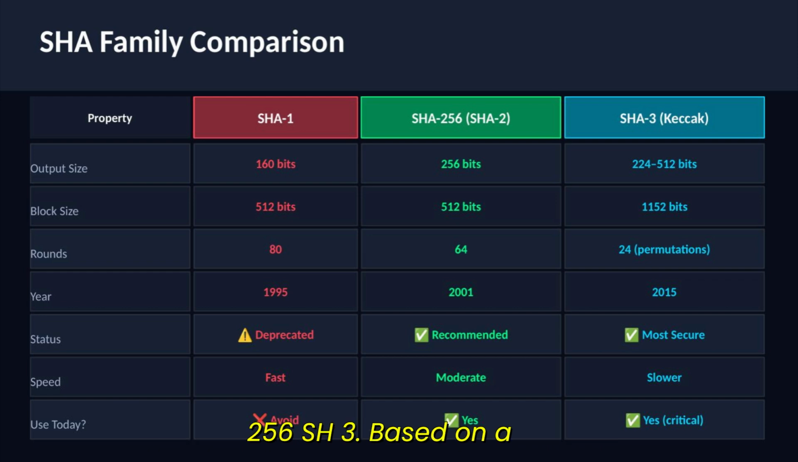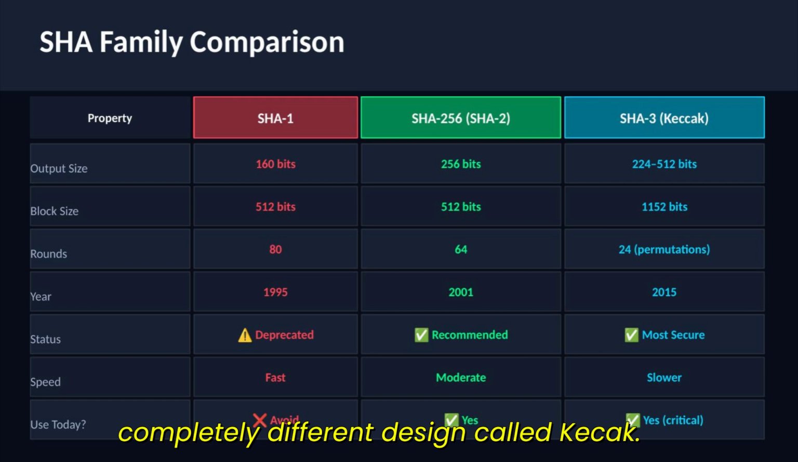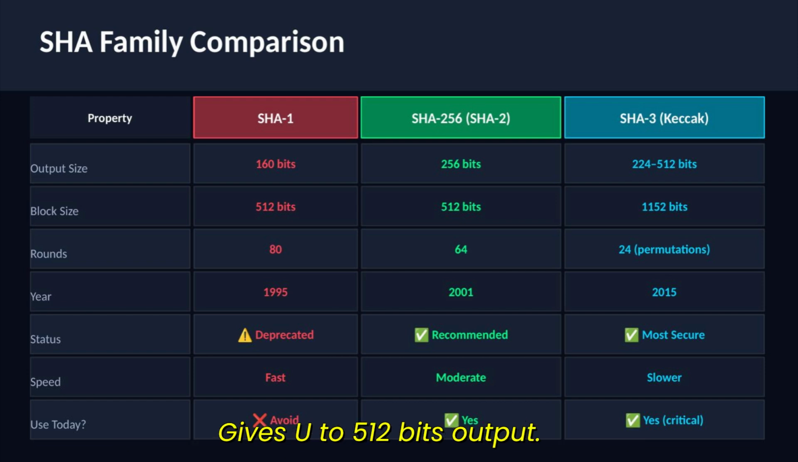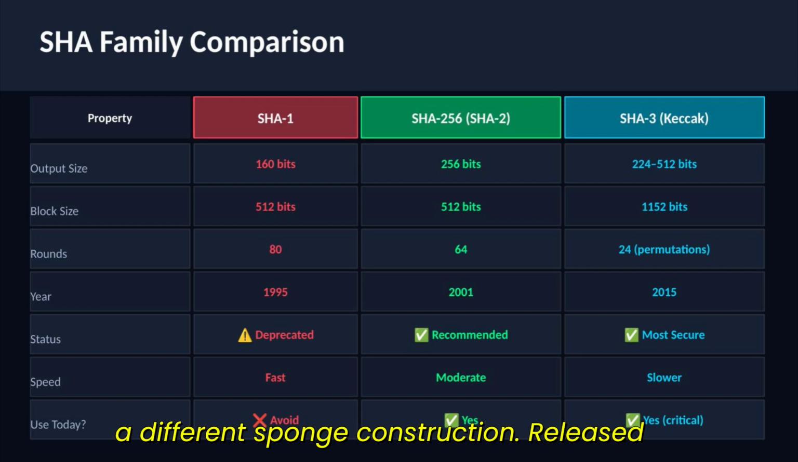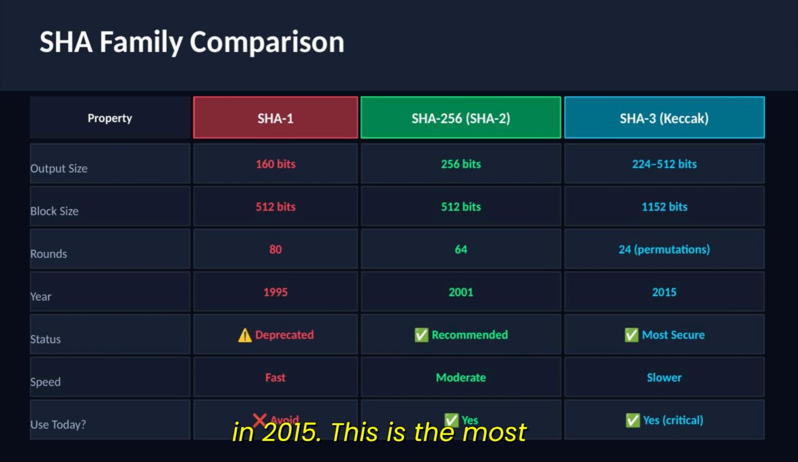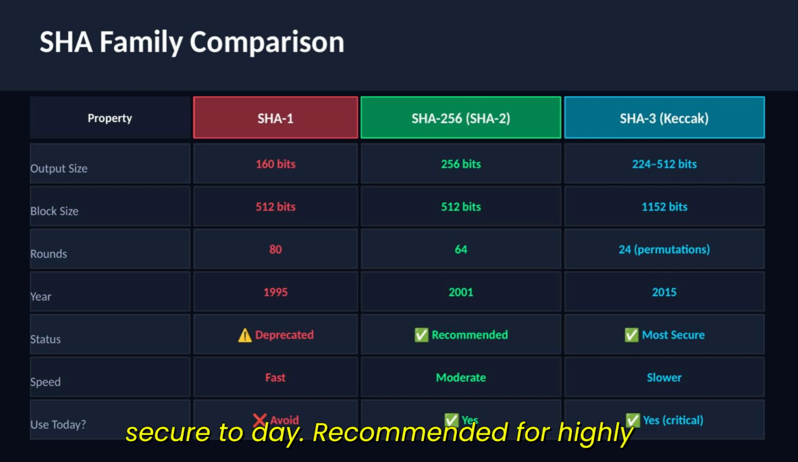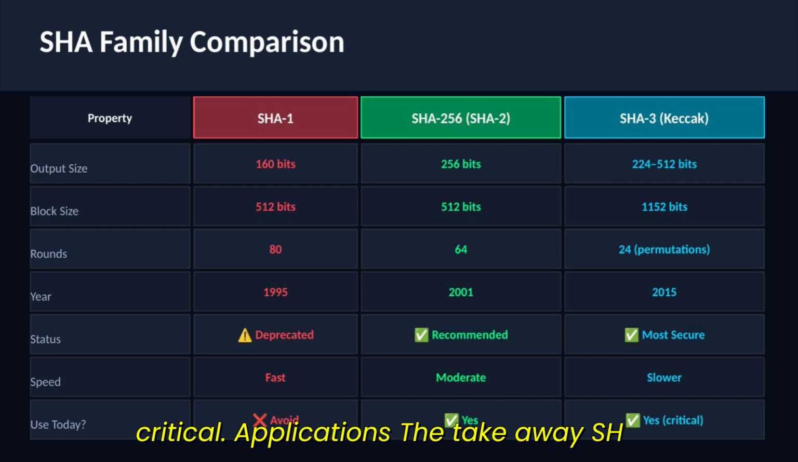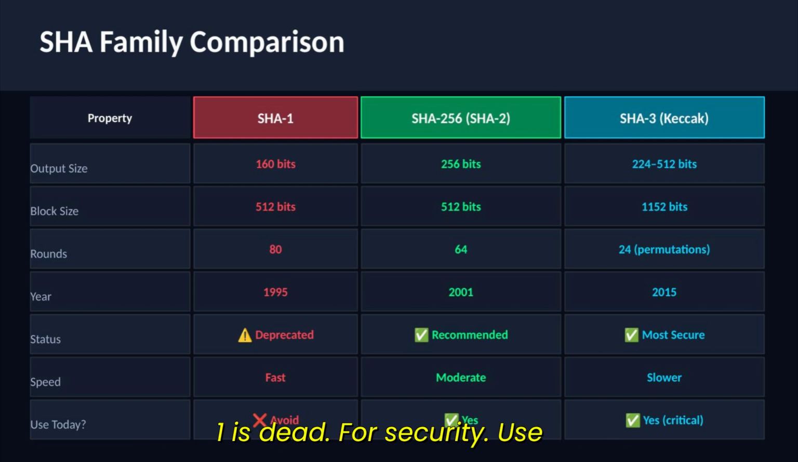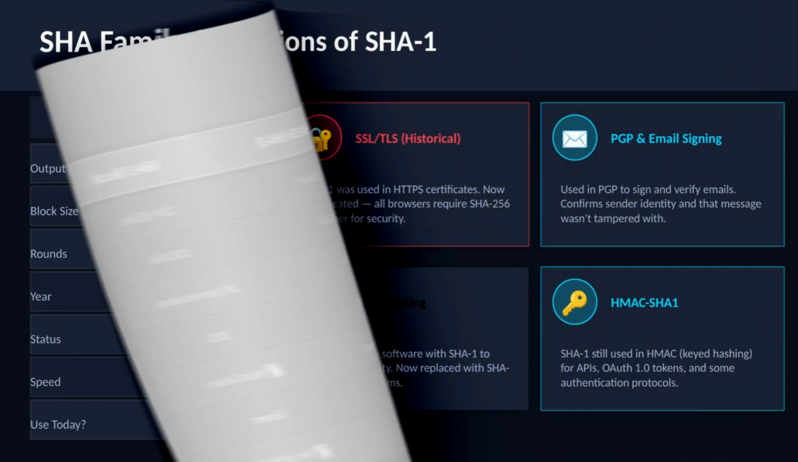SHA-3, based on a completely different design called Keccak, gives up to 512 bits output, uses a much larger internal state in a different sponge construction, released in 2015. This is the most secure today, recommended for highly critical applications. The takeaway: SHA-1 is dead for security. Use SHA-256 for general security. Use SHA-3 for the highest security requirements.